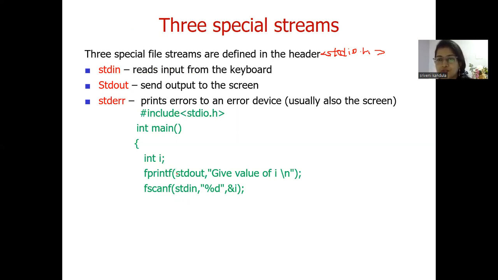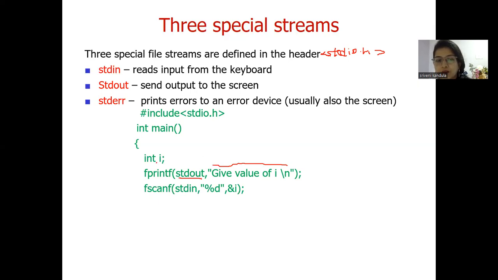Since we are dealing with the streams, the first argument will be the stream. So the first stream that we have used here is stdout. So this will print the value on the output screen. Whatever you have given in between these double quotes will be displayed on the screen.